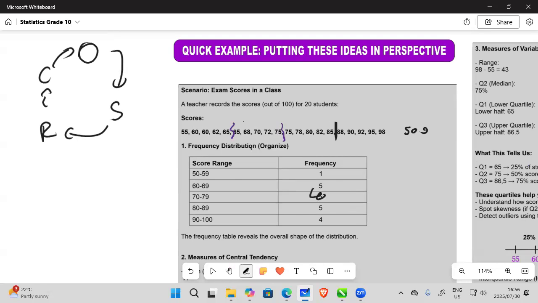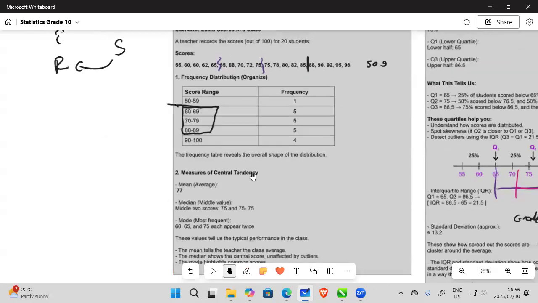So can you see here? Look at this. Can you see around that 60 to 90? Most of the students scored around 60 to 90. Can you see that? So this is what we can see. Here you can't see it, but now you can see it in this table.